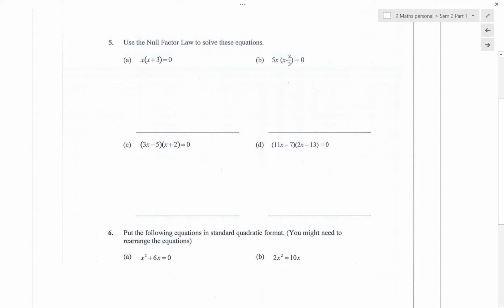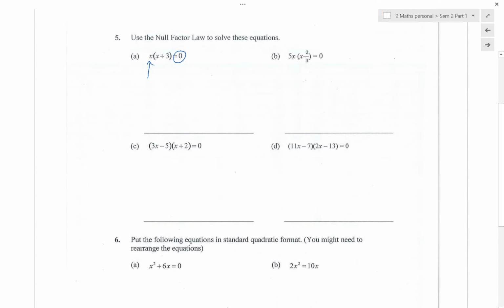What I'm going to say is that this is already set to 0, so that's good. That's what we're looking for. We can't use null factor law if we don't have equals 0. We might need to rearrange the equation if that's the case. So what that means is that x is equal to 0 or x plus 3 is equal to 0. That's what we've got in here.